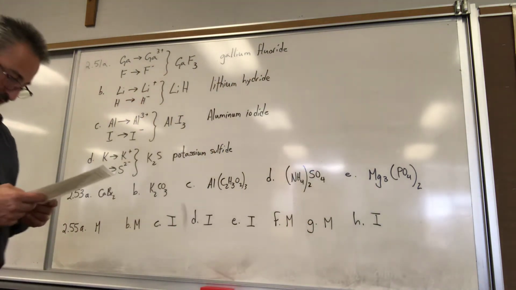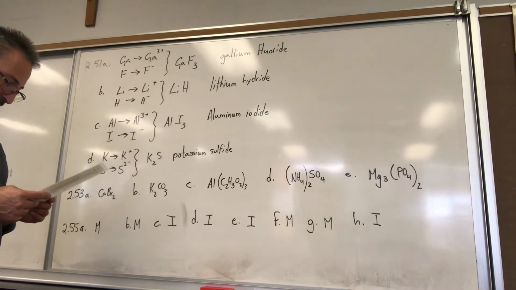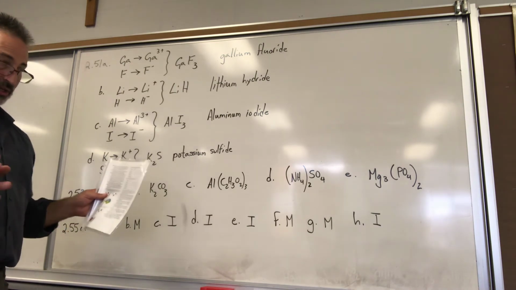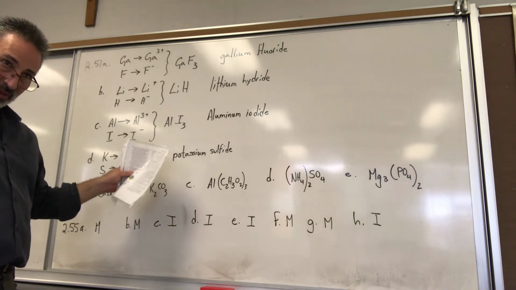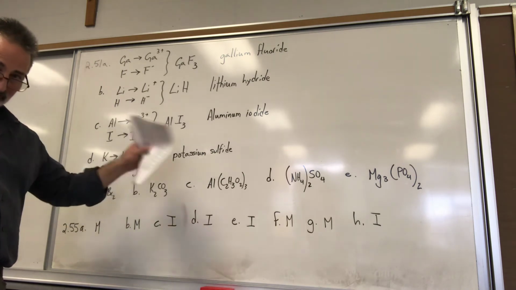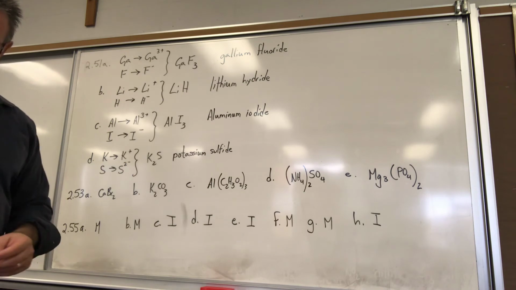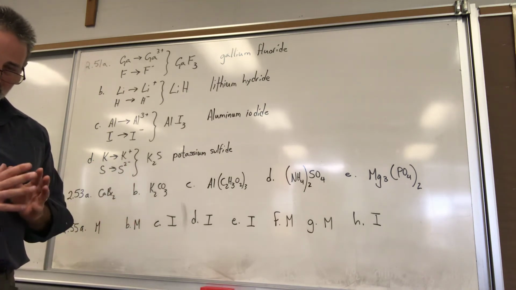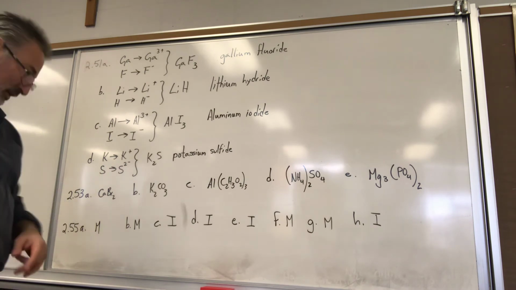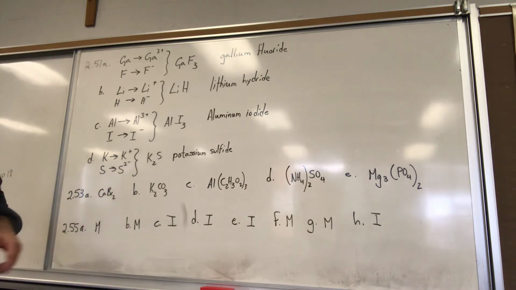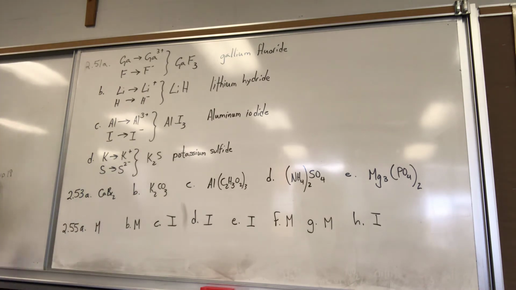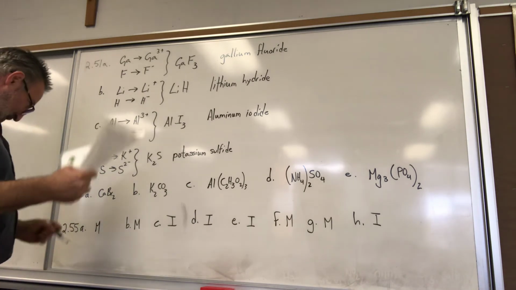Lastly, 255, predict whether each of the following compounds is molecular or ionic. The best way to do that is to assess whether they're far apart on the periodic table or close together. If the 2 elements that are forming the compound are far apart, they're going to be ionic, by and large. If they're close together on the periodic table, they tend to be molecular. So, for example, 255A, I only wrote down the answer. I'll put the chemical down as well.